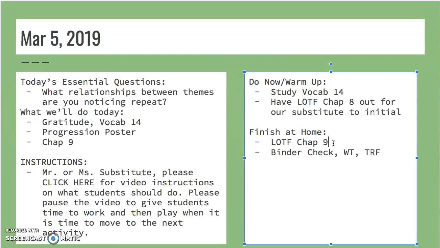So at this point, please allow a student leader in the room to do 4 to 6 gratitude notes. Give the kids some time to study vocab 14 while you walk around the room and initial everyone's notes. And then go ahead and press play when you're ready to move on to the next activity.